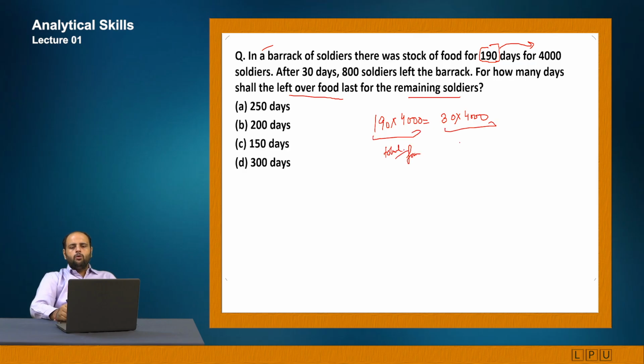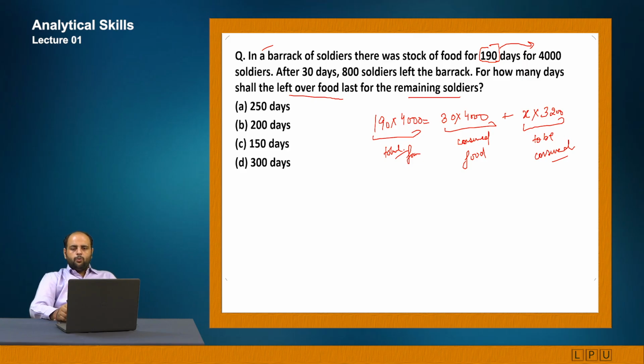This is the food consumed, we can say. And the next will be, now 800 soldiers left the barrack. So how many will be remaining? It will be 3,200. And I am again saying that let the x days, for the x days this food will last. So x into 3,200. This will be the food to be consumed. So these two things, the addition of this should be equal to this total.